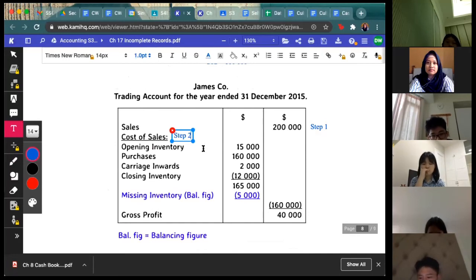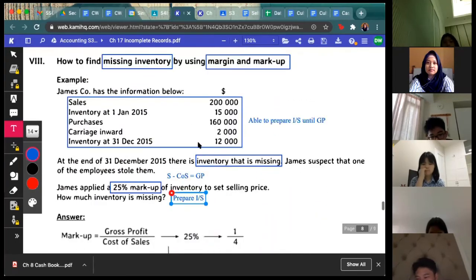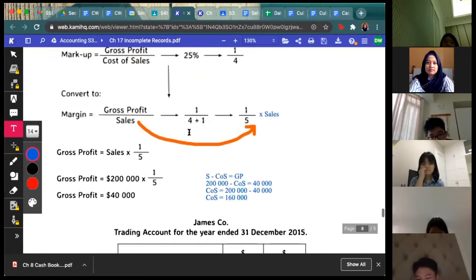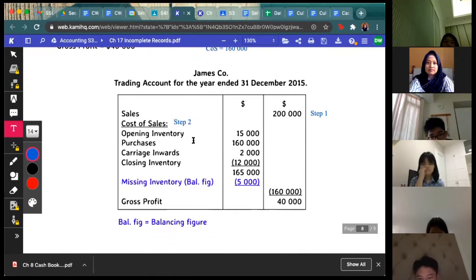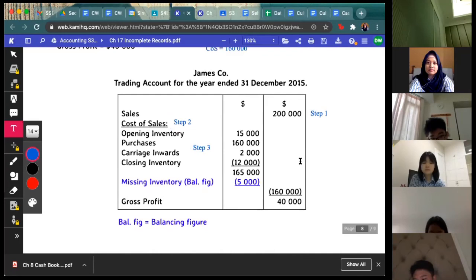Yeah. And then opening inventory, purchases, carriage inwards, and closing inventory are everything in here. You just have to copy paste it, just like you do the income statement. Okay. Now from here to there is step number 3. So step number 3 is all of these.